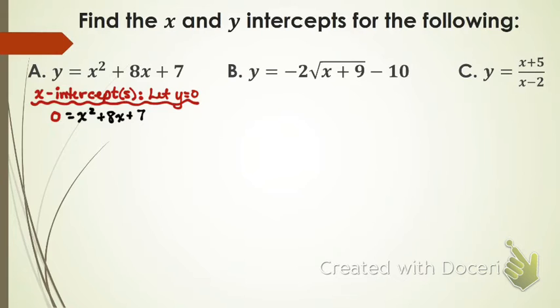This is a quadratic equation, right? It's equal to 0. Quadratic equations need to be equal to 0. And then what can I do with them? I can factor them. What multiplies to 7 but adds to 8? 7 and 1. So this would be x plus 7, x plus 1. So what are the solutions for x then?